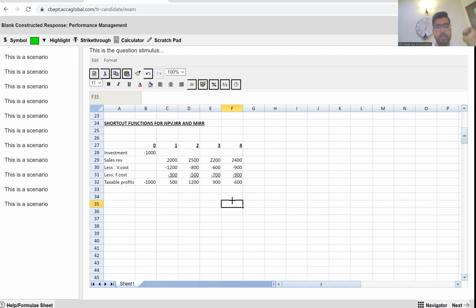Okay, so after taxable profit, we have to pay tax. Let's suppose the tax rate is 30%. Now in year 0, there are no profits, so no tax. In year 1, 500 profit, it's 30% tax. So pay tax, it's negative. Tax is an outflow. So C32, taxable profit into tax rate of 30%, negative 150. Now, rather than doing this every time, I will just drag it because it's the same working.